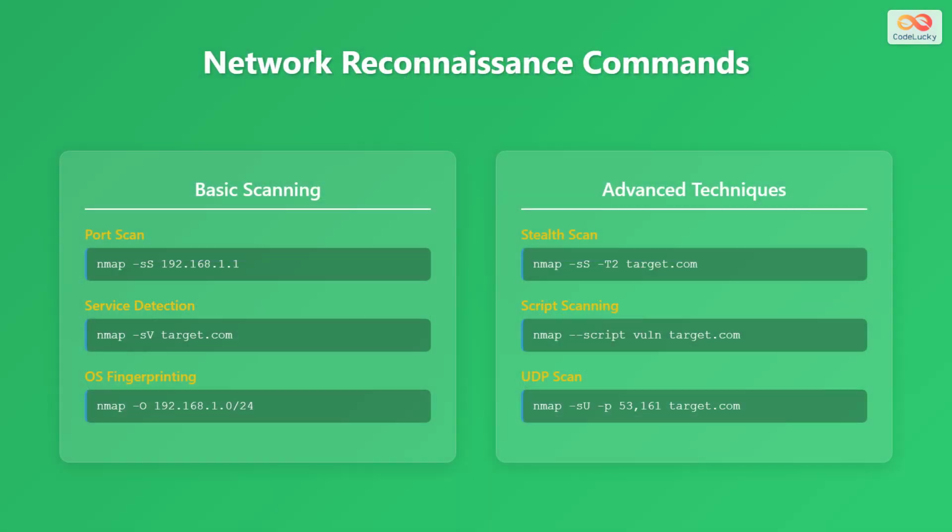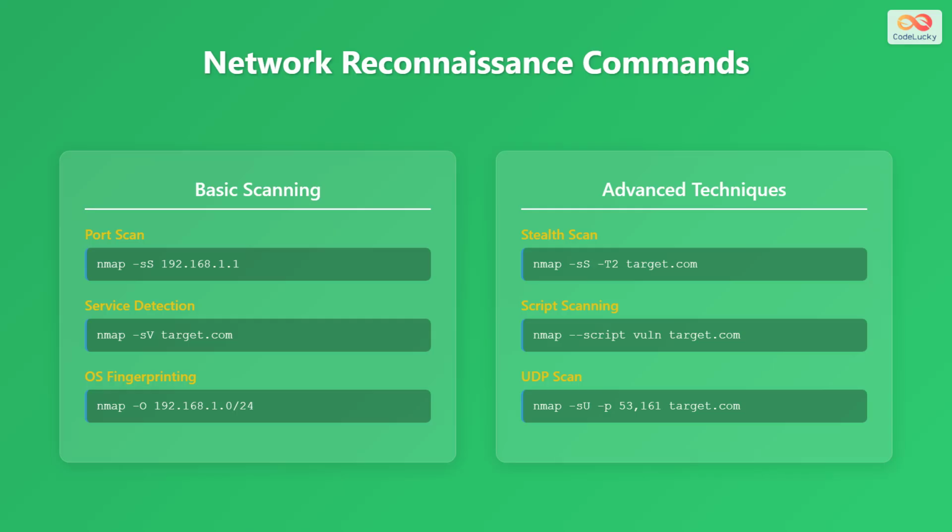Network reconnaissance forms the foundation of any penetration test, and mastering key commands is essential. Basic scanning techniques include several fundamental Nmap commands. The command nmap -sS followed by an IP address performs a TCP SYN scan, also called a stealth scan, which is fast and relatively undetectable. The nmap -sV command performs service version detection, identifying what specific services and versions are running on discovered ports. For operating system identification, nmap -O followed by a network range attempts to fingerprint the target operating system.